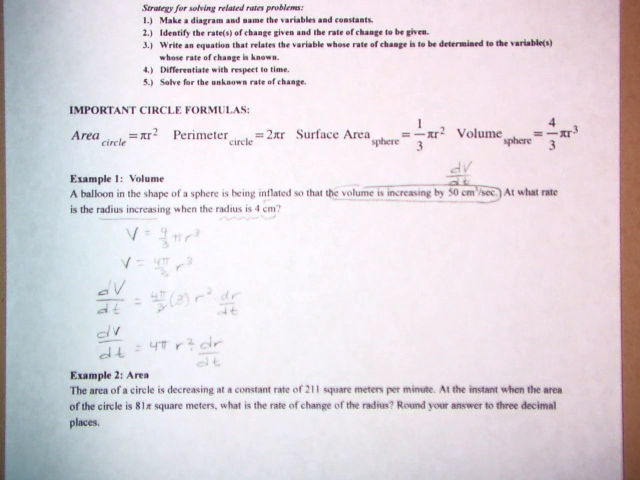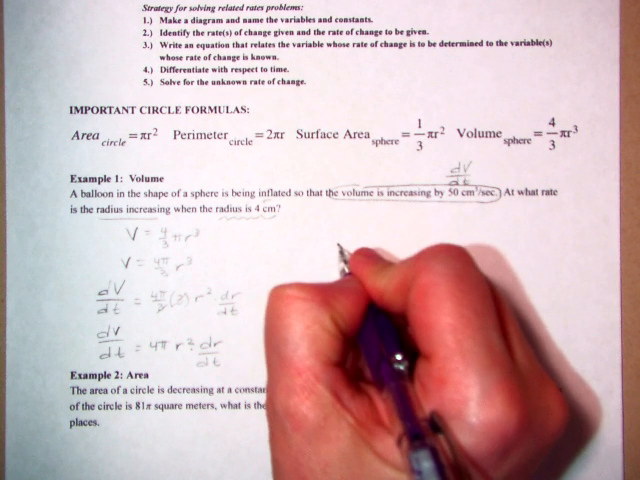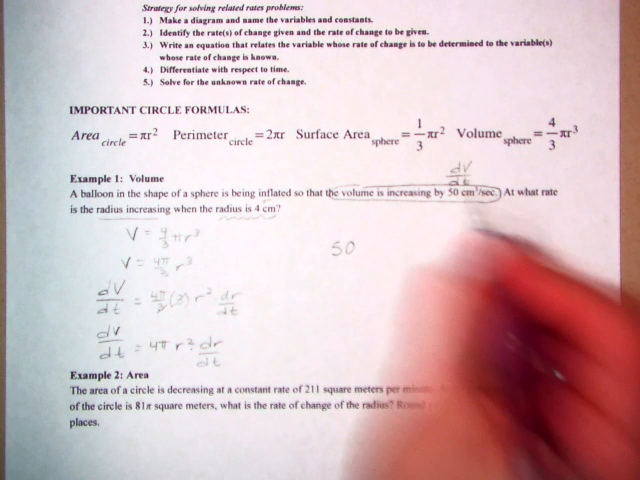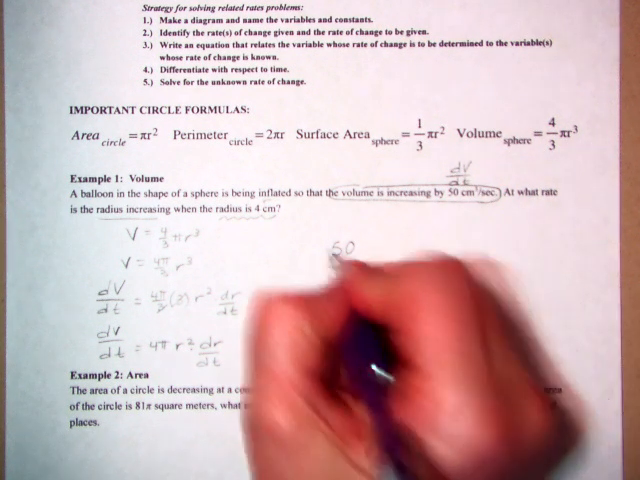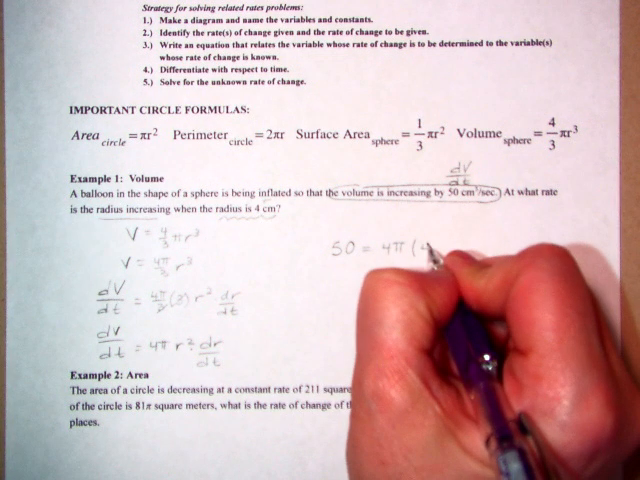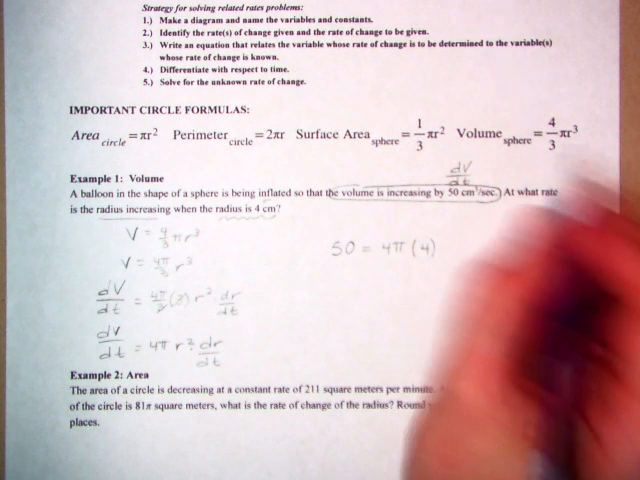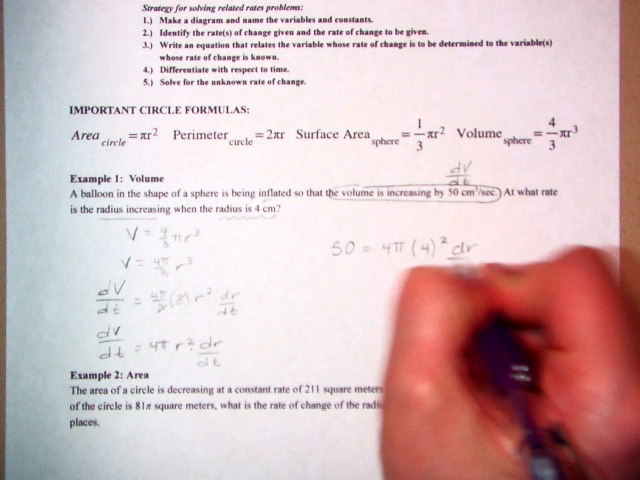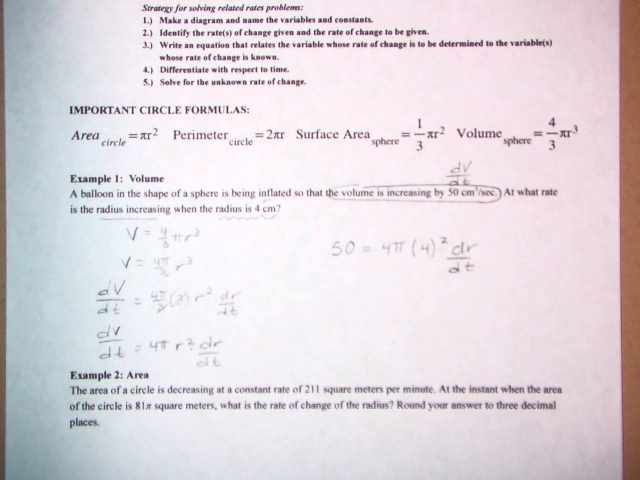Now we know that pi takes on a value of 3.14. So dV/dt is an unknown, r is an unknown, and dr/dt is an unknown. Based on the given information in the problem, I can plug in a 50 for my dV/dt, positive. My r, they said, is 4. And I'm solving for dr/dt. That is my unknown.